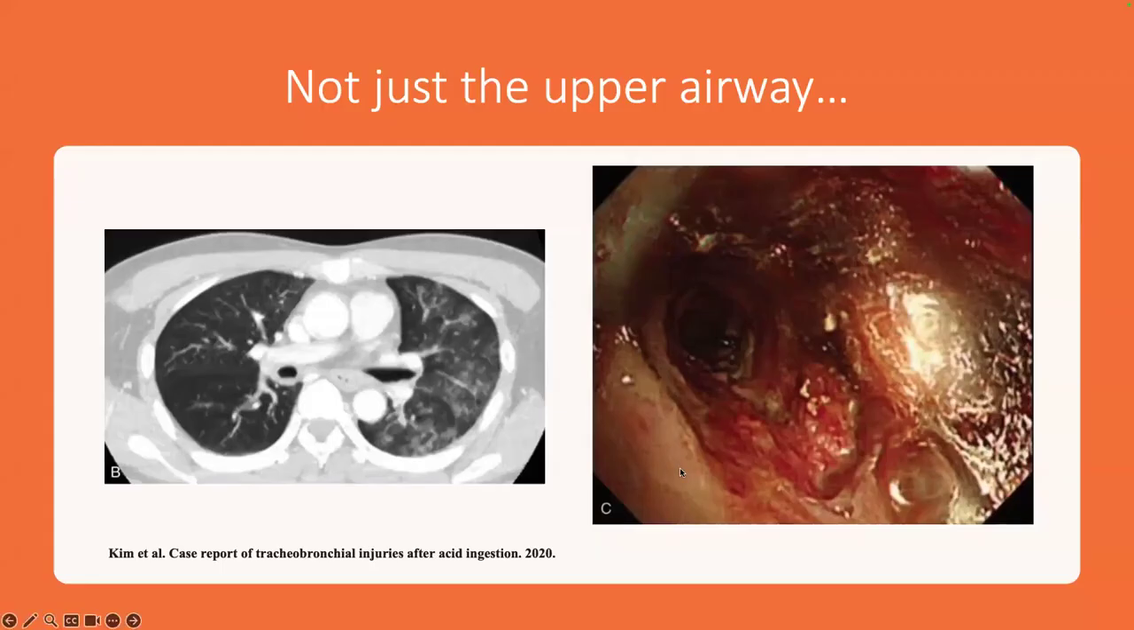And it's worth keeping in mind, usually we're thinking about injury to the upper airway, but sometimes patients can aspirate and they can actually have injury to the tracheobronchial tree as well. Here's a CT scan of someone who developed pretty significant pneumonitis after an acid ingestion. I think this is from about a month or two later, but they have done follow-up bronchoscopy, and you'll see there are actually still these very significant injuries to the right mainstem bronchus. So you can develop injury not just to the upper airway, but to the lower airway as well.